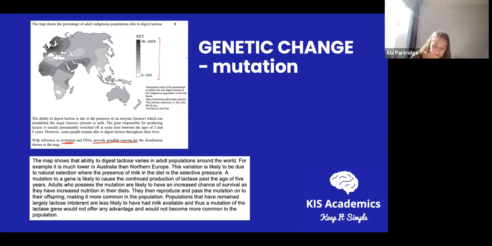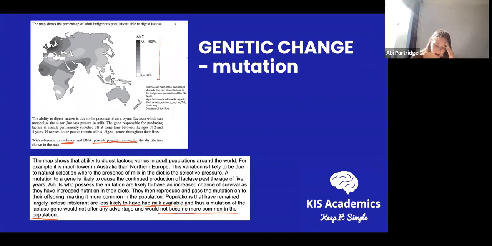It's got a couple of reasons. So yeah, the question was asking to provide possible reasons. So where are we? Less likely to have had milk available, that's a possible reason, which means the mutation would not become more common in the population. So that's justifying it for the lower percentage areas.